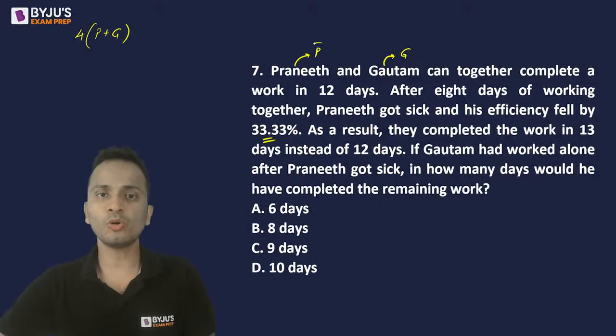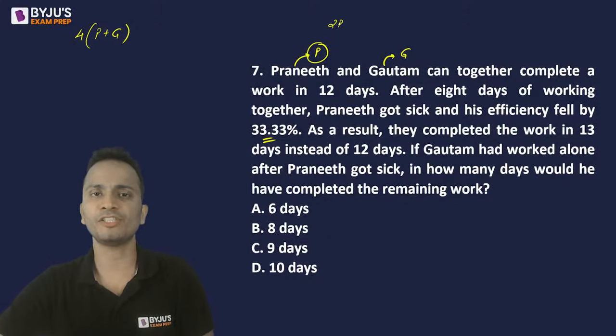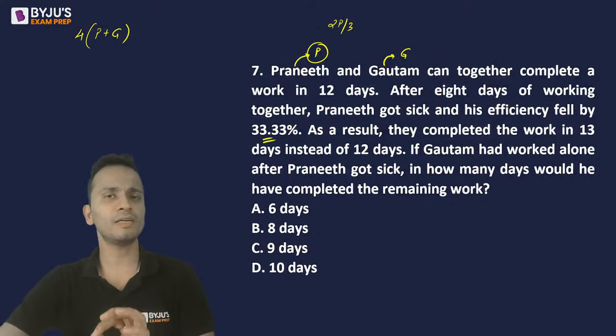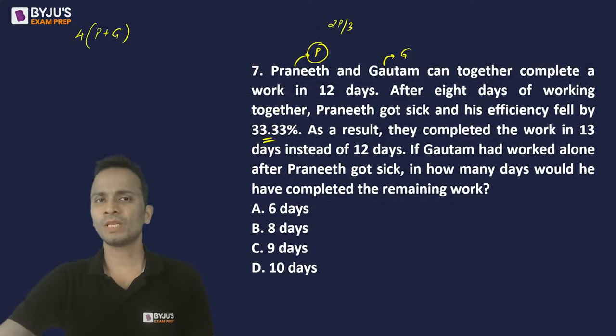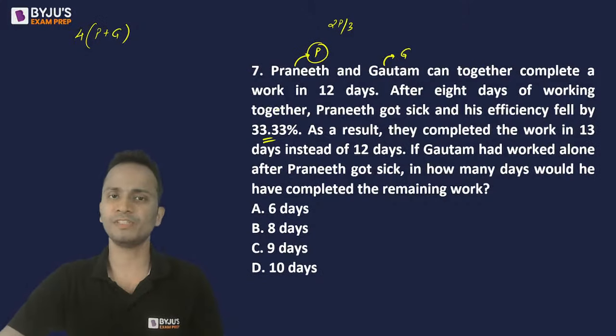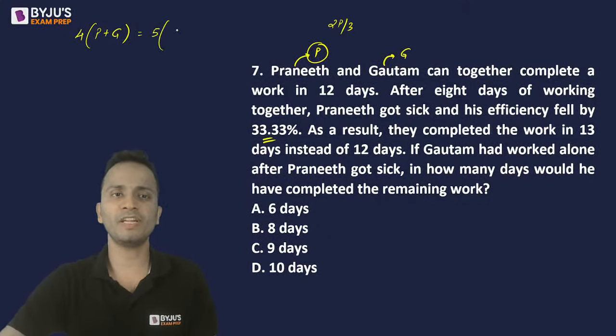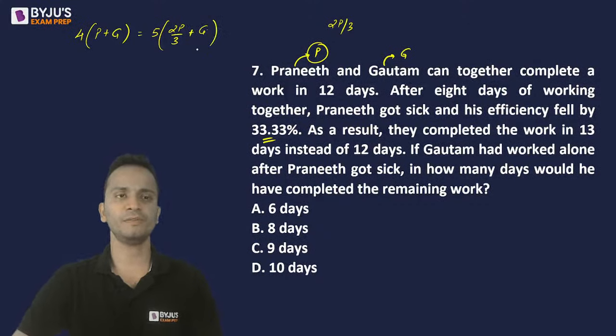So if Praneeth's original efficiency was P, now Praneeth is working at two-third of his efficiency, right? His efficiency fell by 33.33 percent, so now he is working at two-third of his efficiency. So now this work, which can be finished in 4 days, is finished in 5 days at Praneeth's reduced efficiency and Gautam's original efficiency, right?